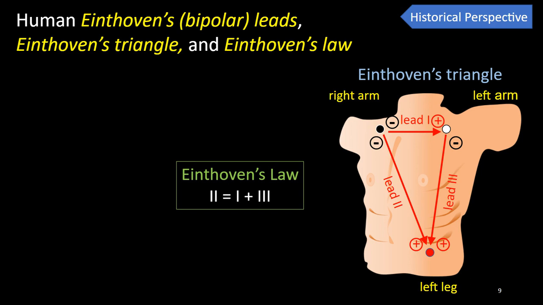The use of these 3 Einthoven leads has since become universally entrenched in clinical ECG practice. These 3 leads, placed on both arms and the left leg, represent the 3 sides of an imaginary inverted equilateral triangle enclosing the human heart. In this closed circuit, the leads are related according to Einthoven's law, which states that voltage in lead 2 is the sum of voltages in leads 1 and 3.